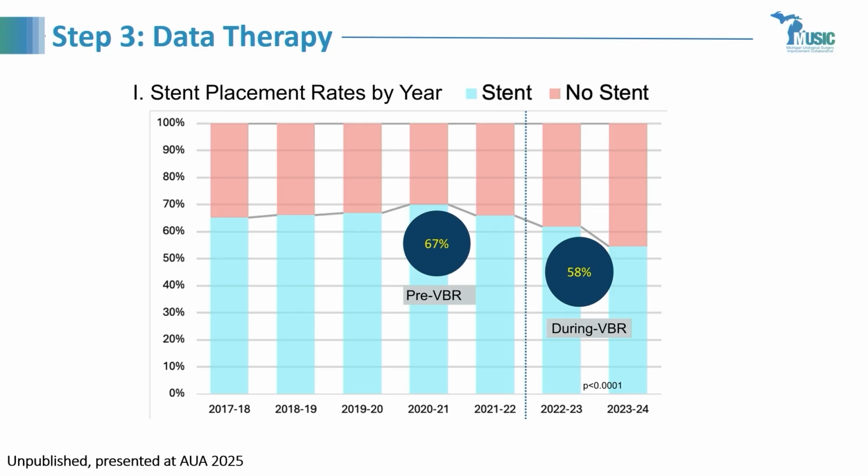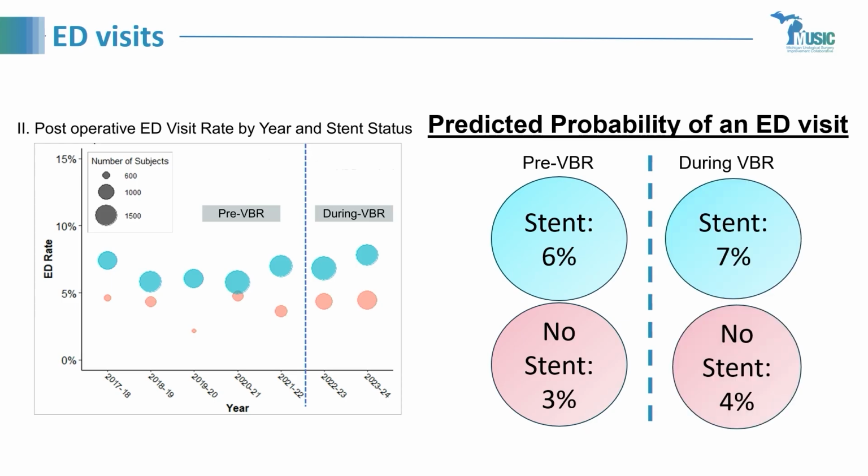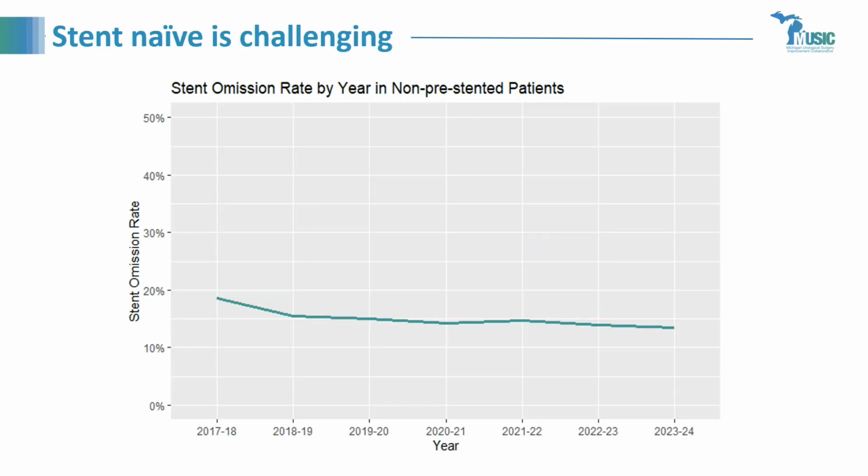Step 3, data therapy. So here's some of the unpublished work we had at AUA this past year, showing that before and after the value-based reimbursement, the stent omission rates really did go down here in the state of Michigan. But the question was, did the ED visits change at all from that? And no, we still saw that not placing a stent led to lower ED visit rates, even though we were not stenting more people, which was reassuring for me to say that even though we're probably being more aggressive about stent omission, we're not really increasing the risk of patients coming back to the ED.